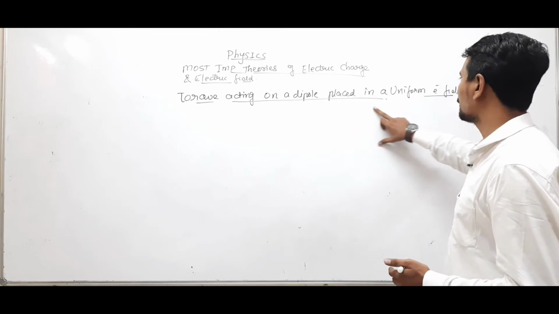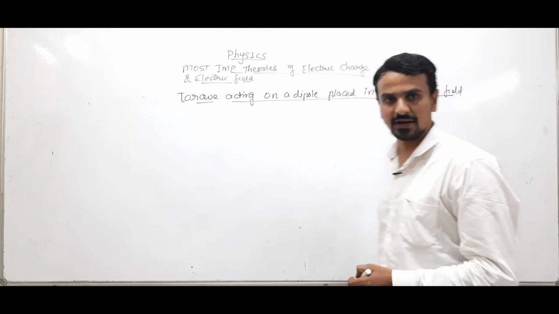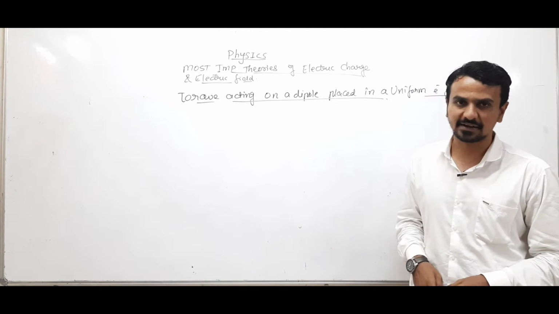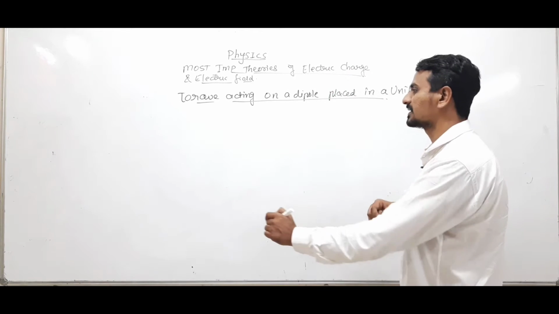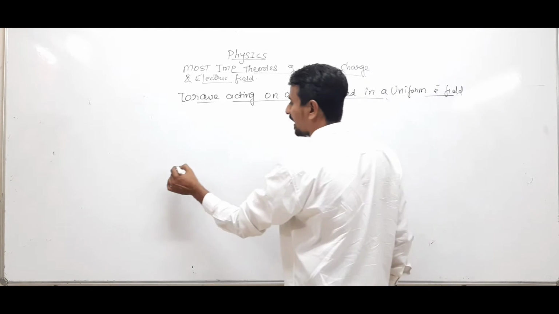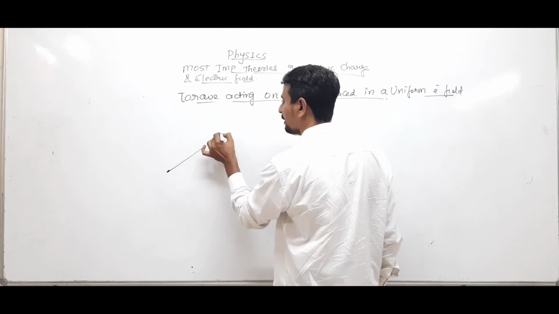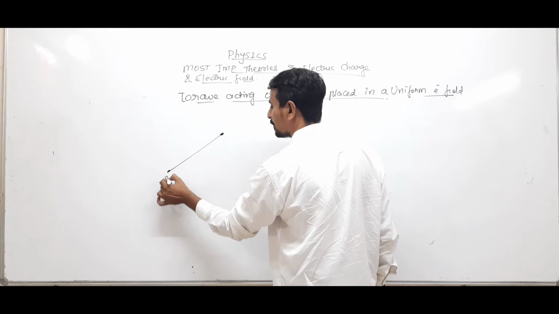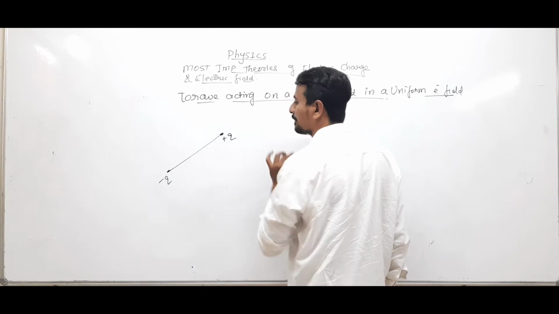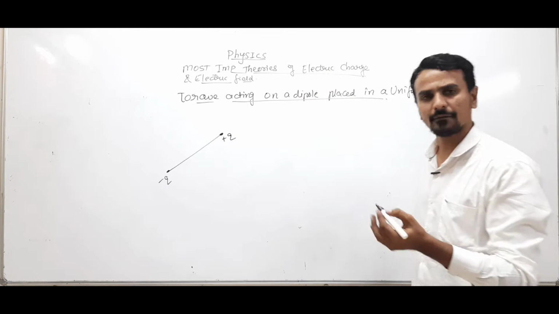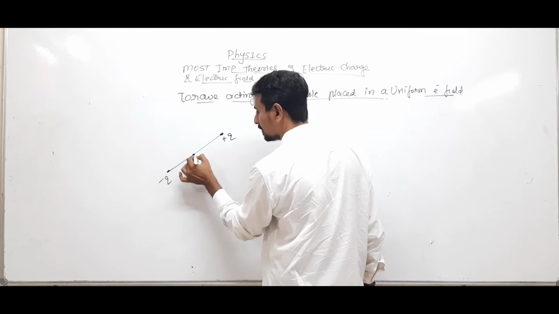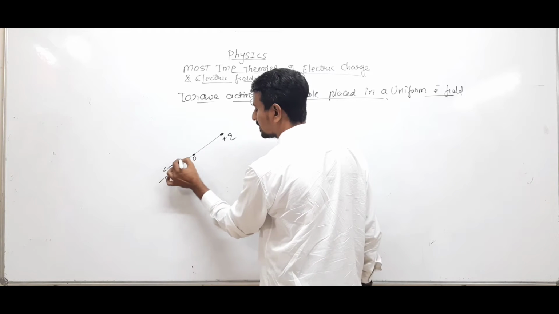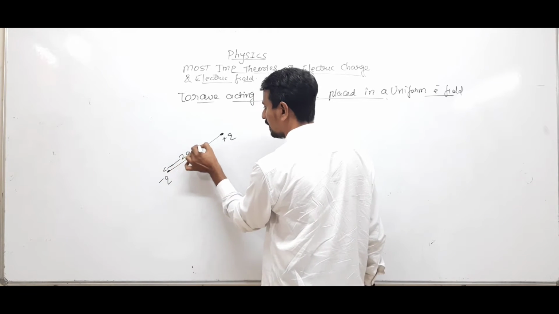Torque acting on a dipole placed in a uniform electric field. A dipole is placed in a uniform electric field and you have to calculate the torque acting on the dipole. A dipole means a system of two equal and opposite charges separated by some finite distance of 2a. You can take the distance as d also, no problem. Let this distance be 2a.